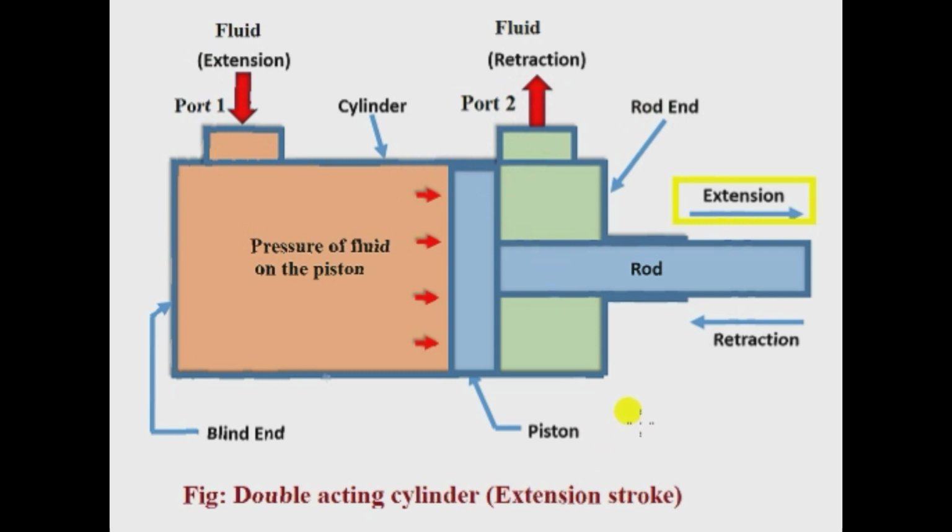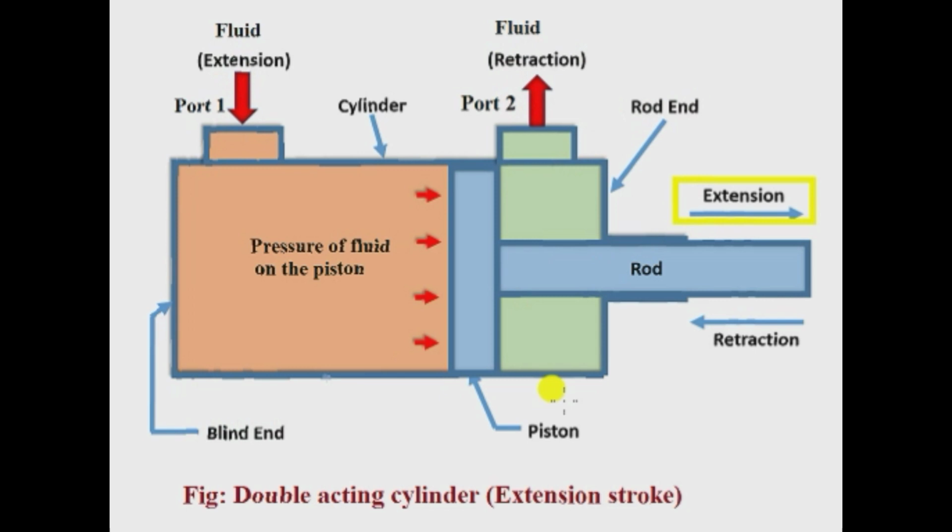Now let us discuss the construction and working of a double acting cylinder. It consists of a cylinder, a piston and a piston rod, or simply a rod, and port 1 and port 2. The double acting cylinder has two ports: port 1 is at the blind end and port 2 is at the rod end, that is the right side.